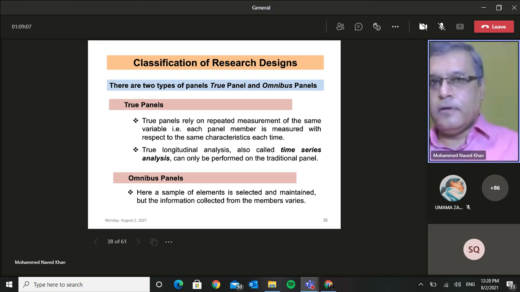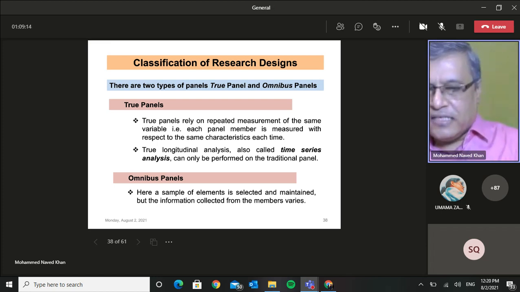Okay, fine. So we have discussed up to this point cross-sectional designs, longitudinal designs, exploratory designs, conclusive designs, and we saw that within descriptive, two possibilities are there. We can go for cross-sectional and longitudinal. Then in case of longitudinal, now we'll discuss what is the difference between true panel design and omnibus panel design.